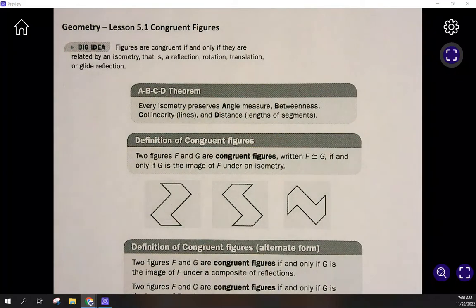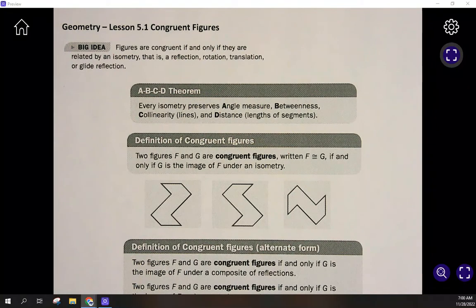This is Geometry Lesson 5.1, Congruent Figures. So our big idea today says that figures are congruent if and only if they are related by an isometry, which is a reflection, rotation, translation, or glide reflection.